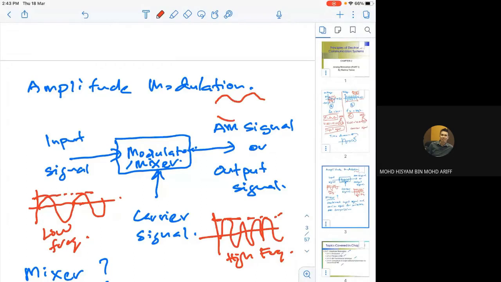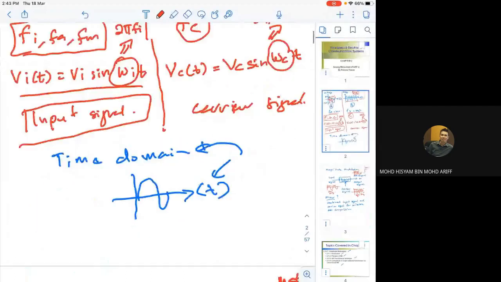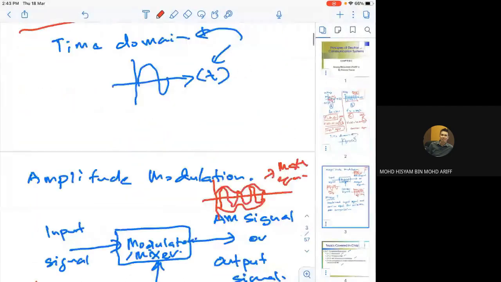Okay, when you see something like this, now you know how to draw. This is the AM signal. It actually has a mathematical equation, similar to the input and carrier signal.